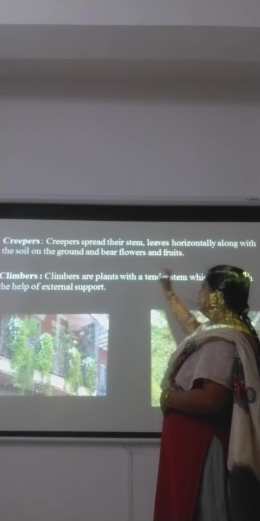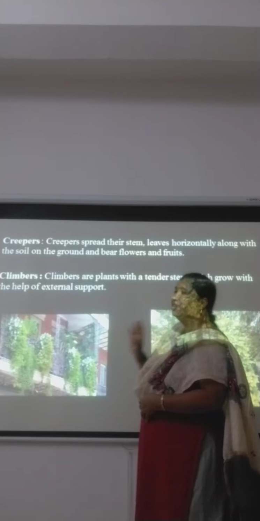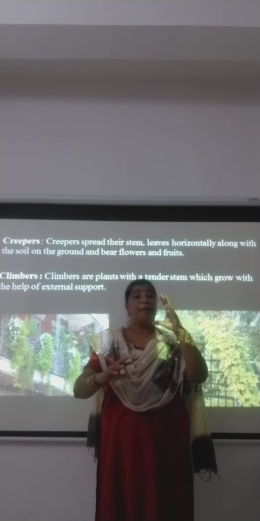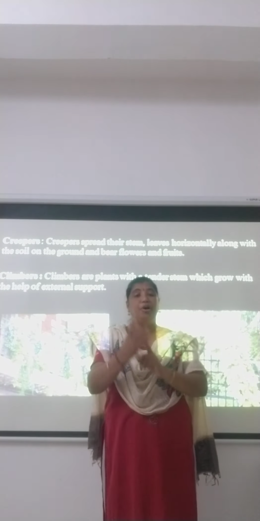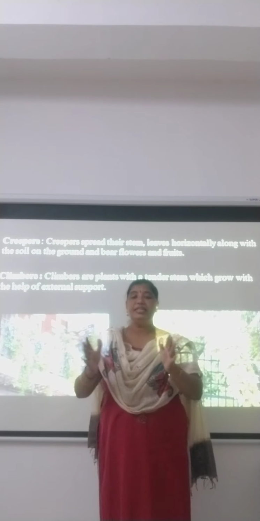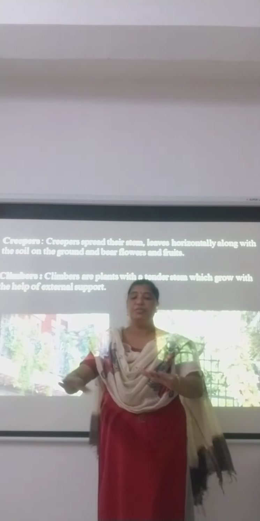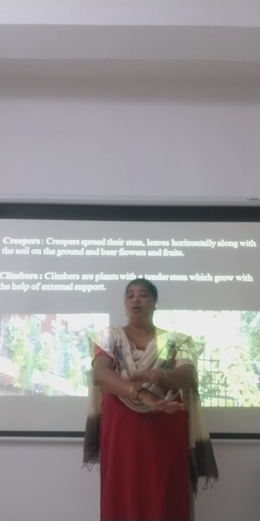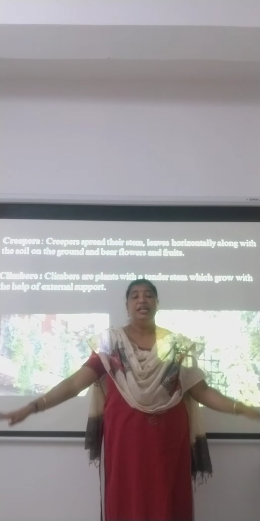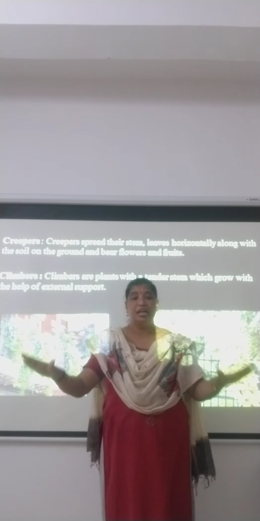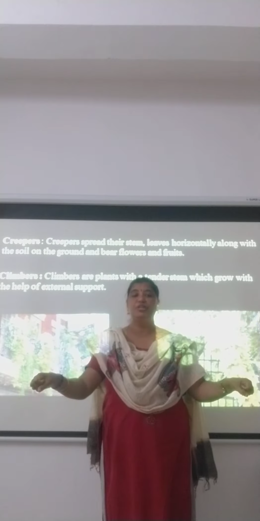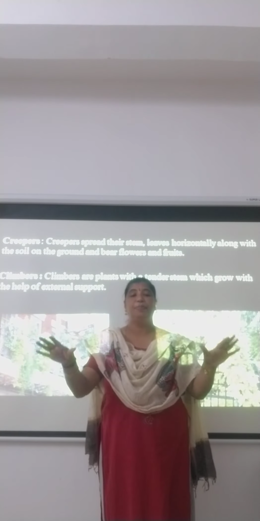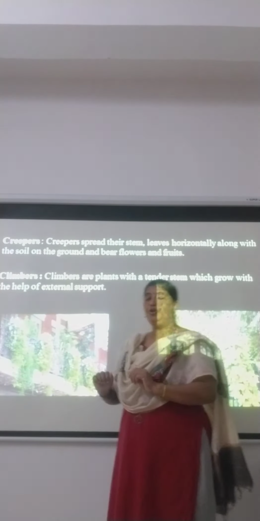They spread horizontally along the soil and they bear flowers and fruits. Pumpkin plant, bottle gourd plant, watermelon plant, all of these form the creepers, because they spread themselves on the ground. They take the grip of the soil and they grow and produce flowers and fruits.